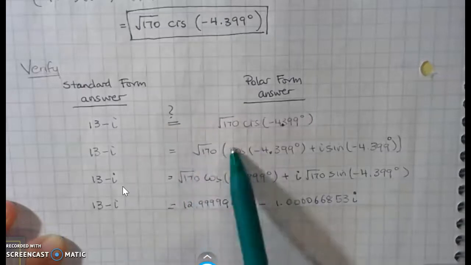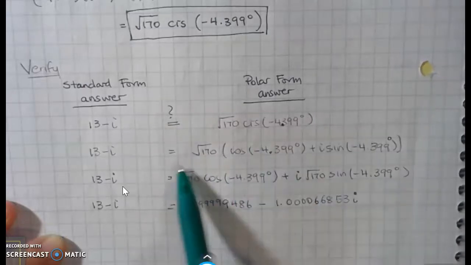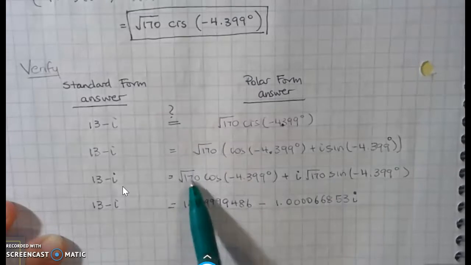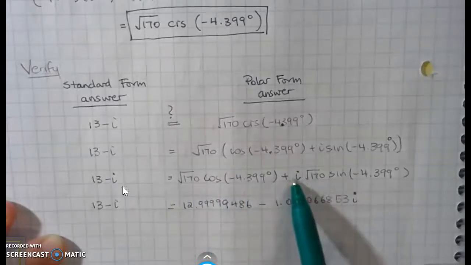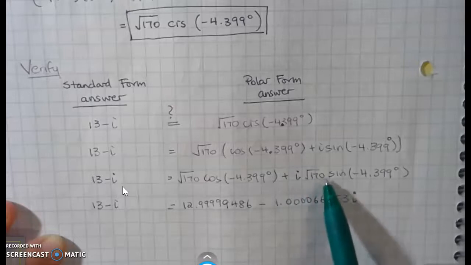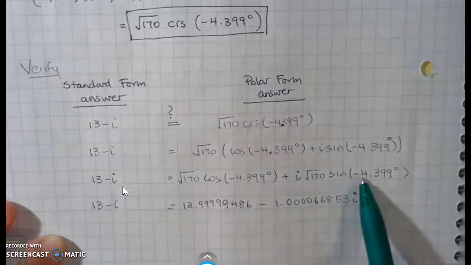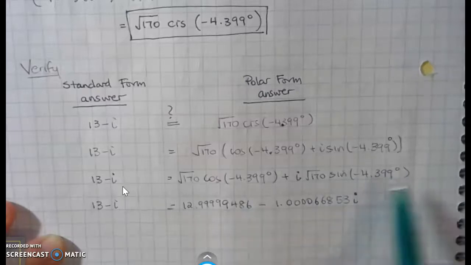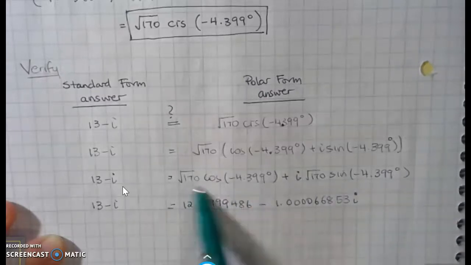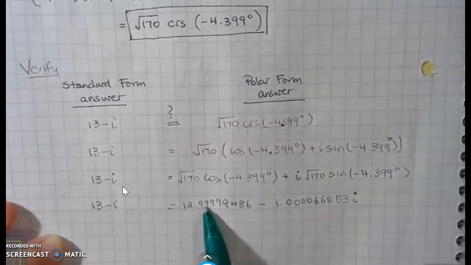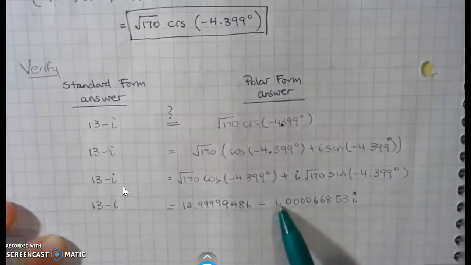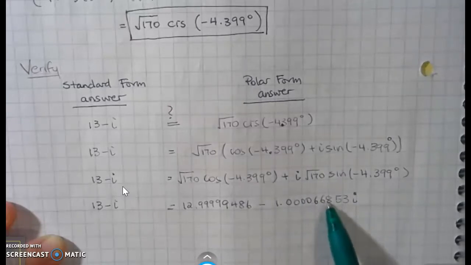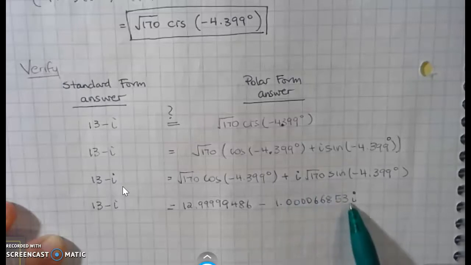Then what this is doing is multiplying to each of the terms inside. So I am going to distribute the square root of 170, and that becomes the square root of 170 multiplied by cosine of negative 4.399 degrees plus i square root of 170 times sine of negative 4.399 degrees. And if I use the calculator, I should get this value to simplify to 12.999999486, and this simplifies to 1.000066853, and then don't forget the i.